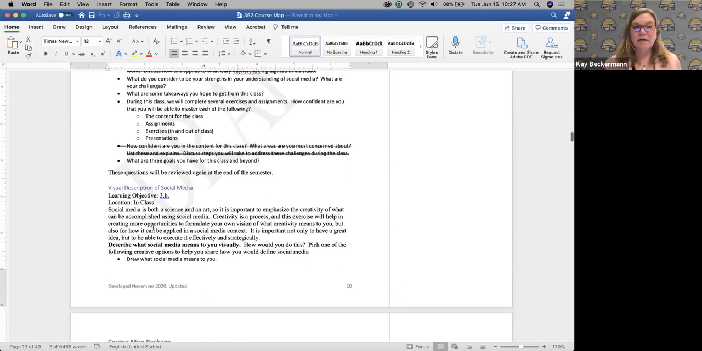This is how we'll describe the visual description of social media. How are we going to do this? And what's nice about this is, social media is both a science and an art. I did get a lot of it right here from Karen's book.